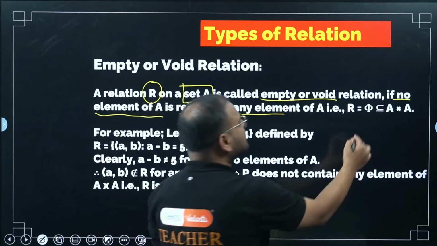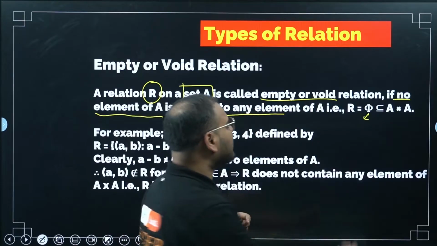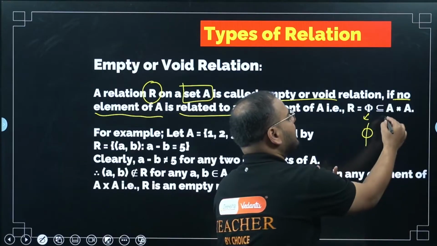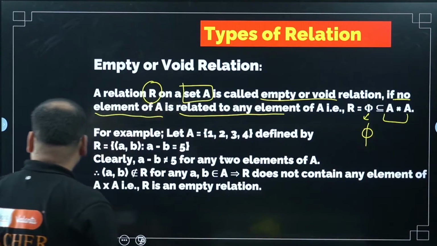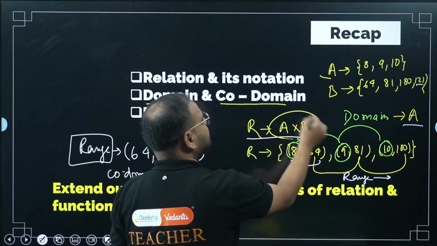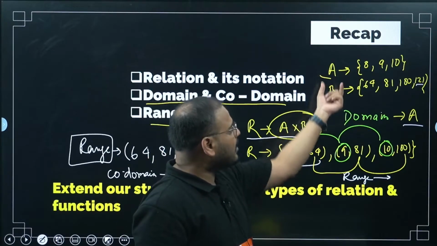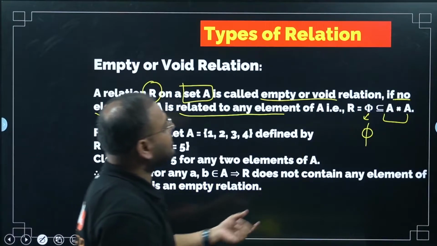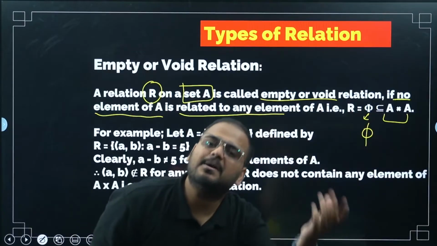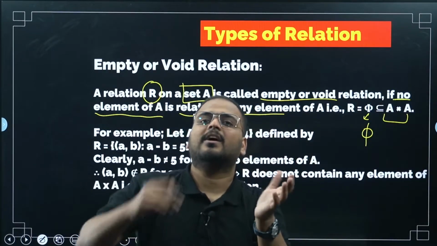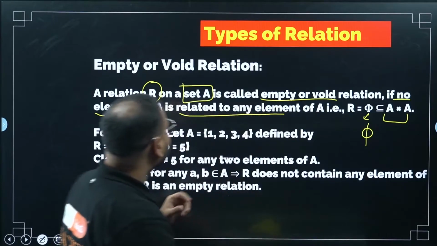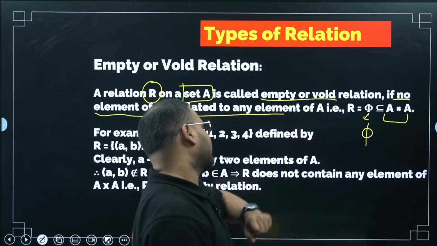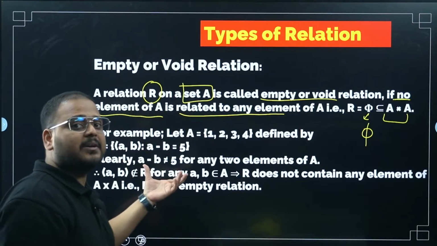What is the symbol, sir? Phi. This is the symbol we use for the null set. It means nothing is related from A cross A. Sir, why A cross A? Because in the previous case we looked at A cross B, when two non-empty sets A and B were taken. Whereas in this case we have taken A cross A, meaning for the same set we are writing the relation. So relation R is written on A and A only, meaning all the elements will be elements of set A itself.